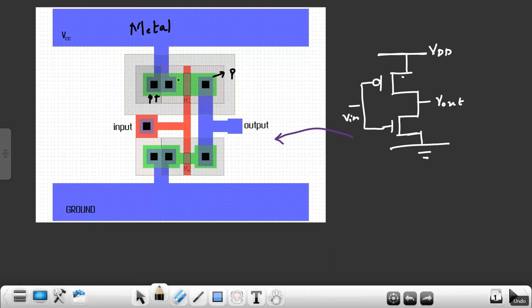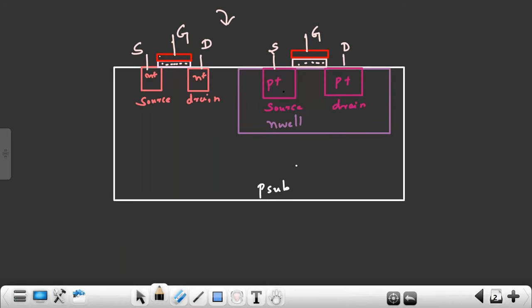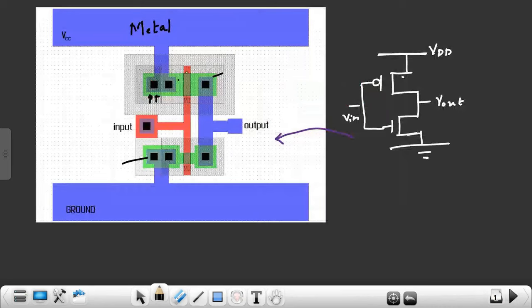Similarly, what is the P substrate? This entire white color is the P substrate. And this is your N plus source. This is the N plus drain. So the diffusion is crossed by polysilicon. This polysilicon is going to act as the gate. On the top, you can see only polysilicon in between source and drain. So that polysilicon is acting like a gate.